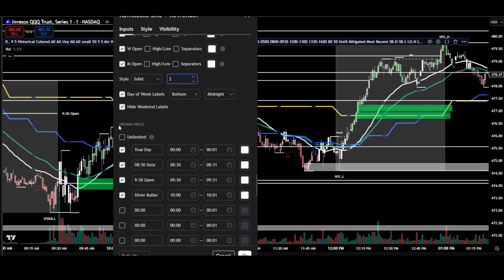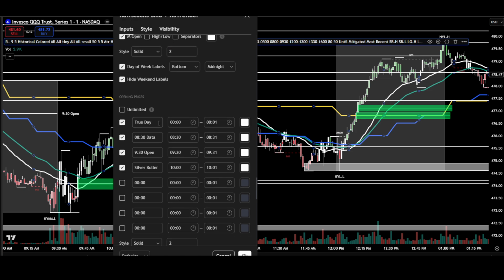And then for my opening prices, I have true day open. That's only going to show on futures. That's going to be the true day or the midnight 00 to 01 candle. And I have these all white as well. These are just going to show up as lines with labels. I got the 8:30 data, I got the 9:30 open, and I have the silver bullet start timestamps.